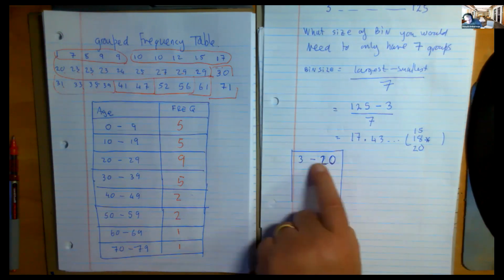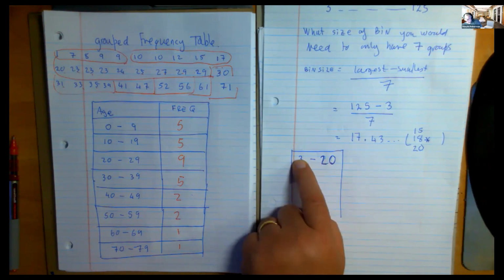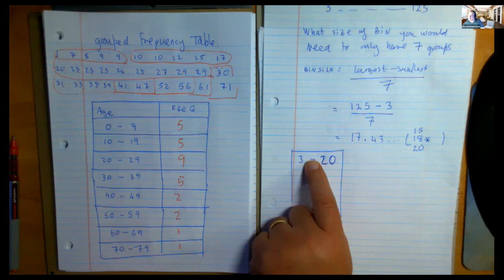If you subtract them, isn't it 17? And how many numbers do you get when you subtract 17? Don't you get 18 numbers in the group? Does that kind of convince you that's the first group?